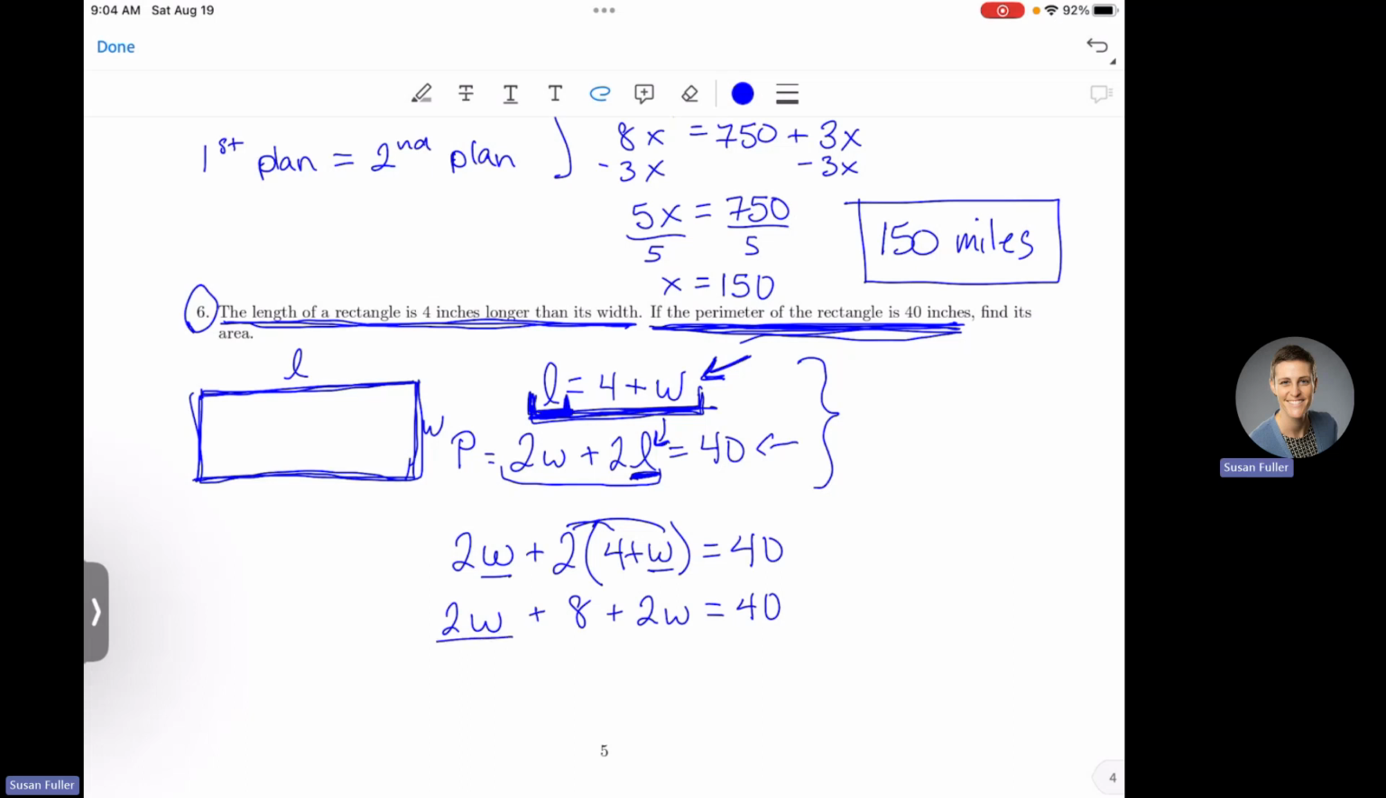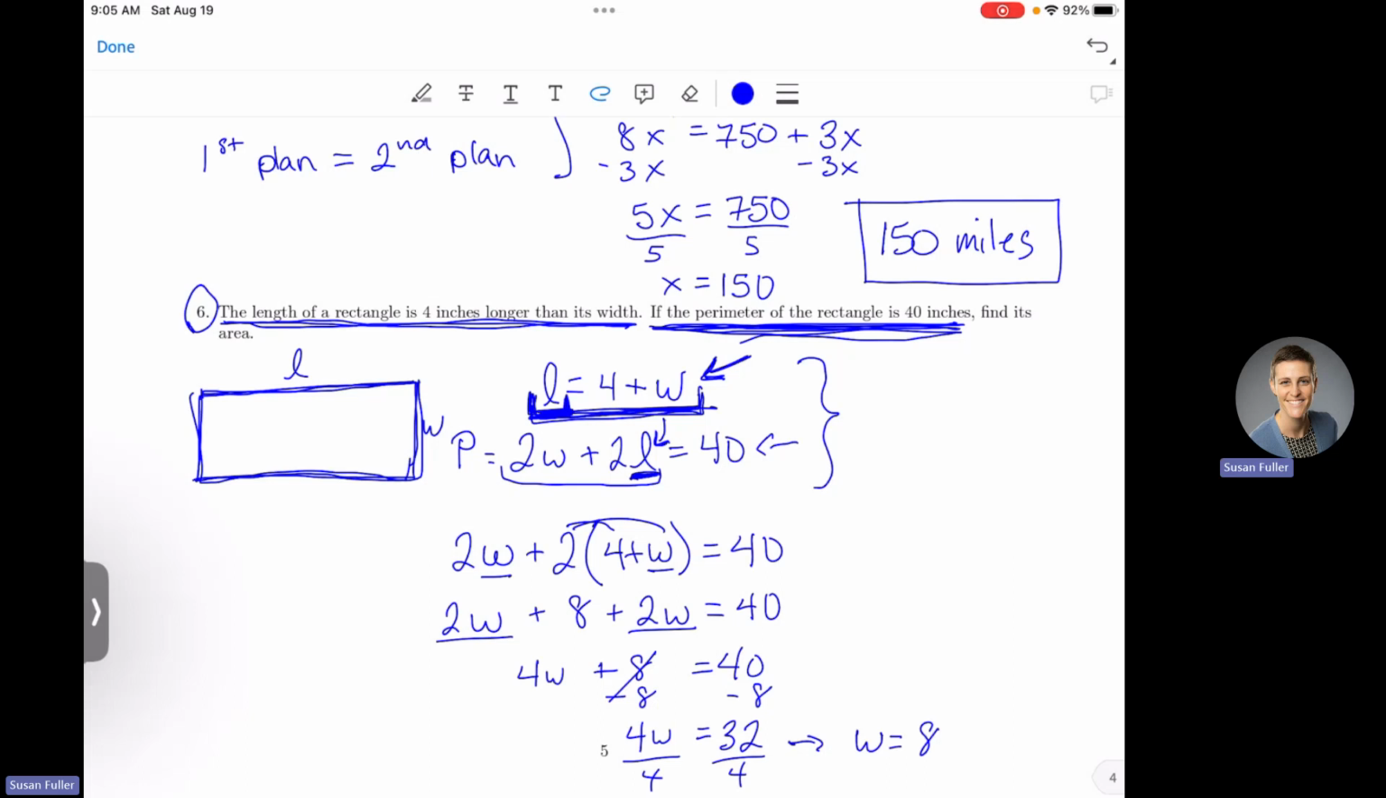I'm going to continue simplifying here. I've got like terms. So I've got 4 W's on this side plus that 8 is equal to 40. So I'm going to keep all my variables on one side, move anything without the variable to the other side. So I'm going to subtract 8 to move that to the other side. And I'm going to have 32 over there. And then divide by 4 to get W by itself. So that means W is equal to 8.